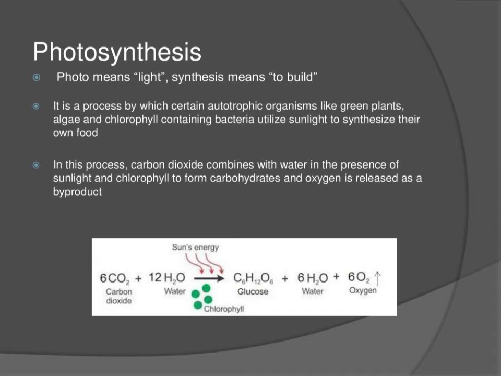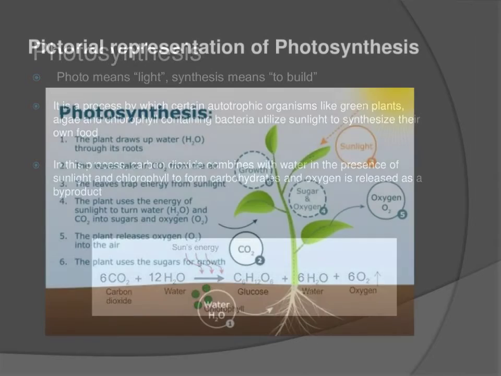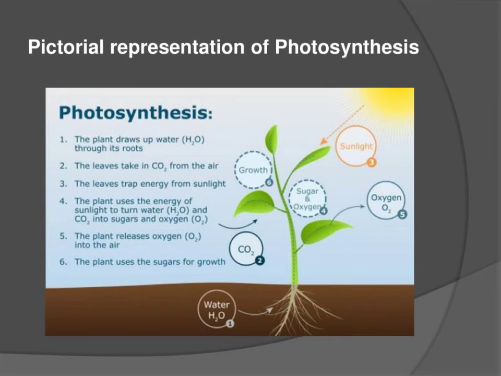Plants take carbon dioxide from air and water from the soil and use sunlight and their own chlorophyll pigment to form carbohydrates, and then release oxygen and water. Next we are going to see just a pictorial representation of how photosynthesis occurs in plants.